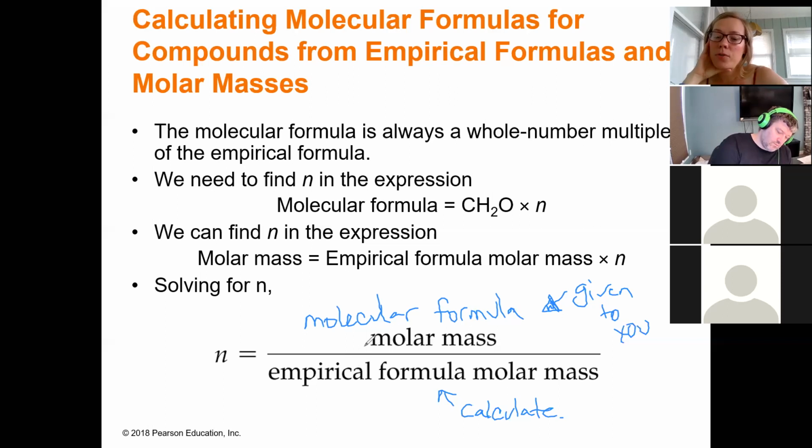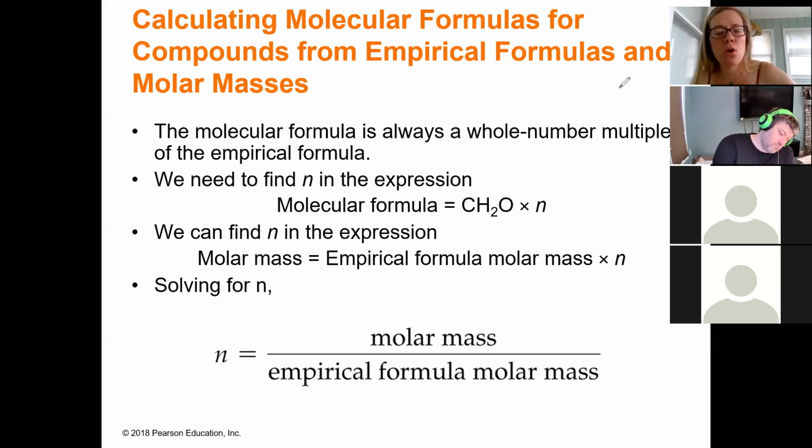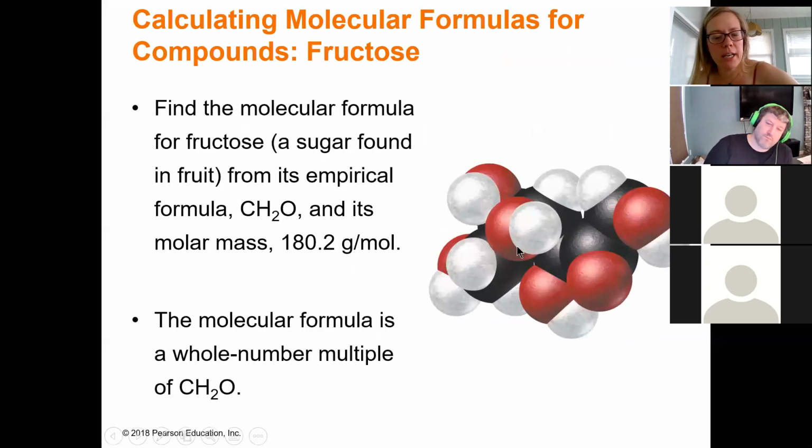Once you're able to figure out your n value, that tells you how much bigger this is than this. Then if you know this, you can find this, because you know how much bigger this has to be. Or you take your empirical formula, in this case CH2O, and you multiply it by an n value. So let's do it. I feel like this is one of those things we have to do to understand. So we'll go back to that problem we were looking at.